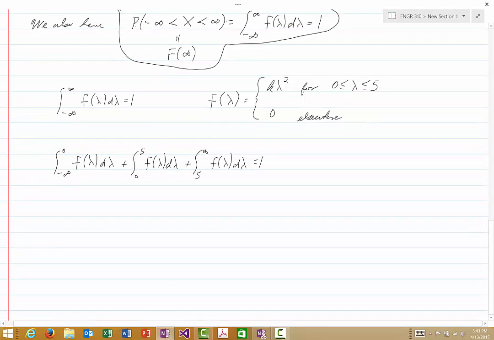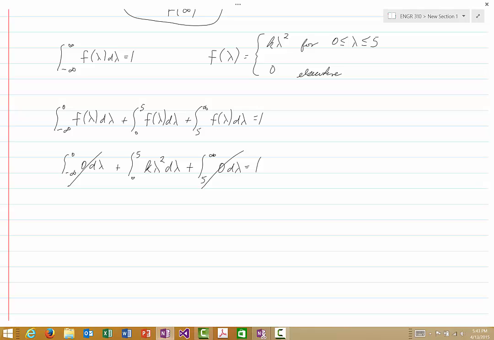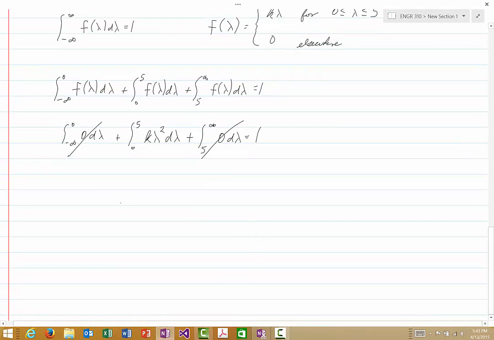So the first integral becomes the integral from negative infinity to 0 of 0 d lambda. The second integral becomes the integral from 0 to 5 of k lambda squared d lambda. And the third integral becomes the integral from 5 to infinity of 0 d lambda, and that's equal to 1. Of course, when we integrate 0, we get 0, so the first and third integrals go away. For the second integral, k is a constant, so we get k times the integral from 0 to 5 of lambda squared d lambda is equal to 1.